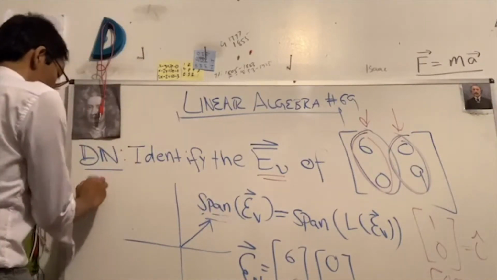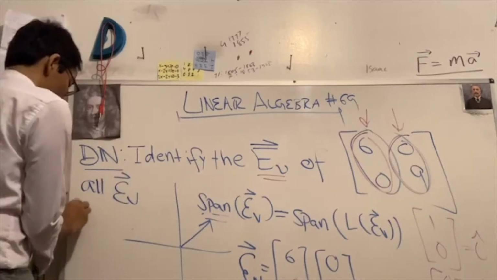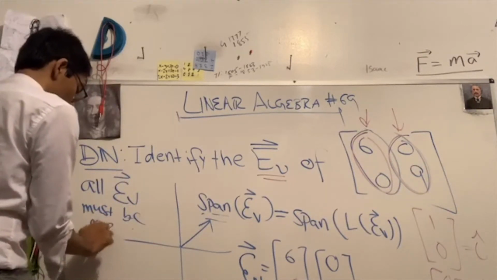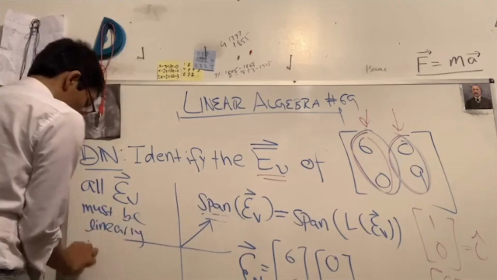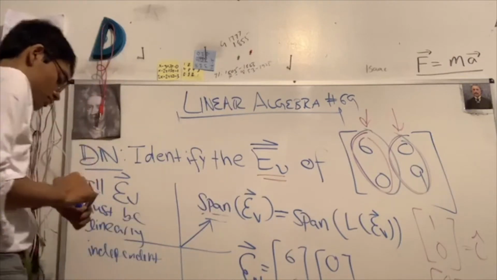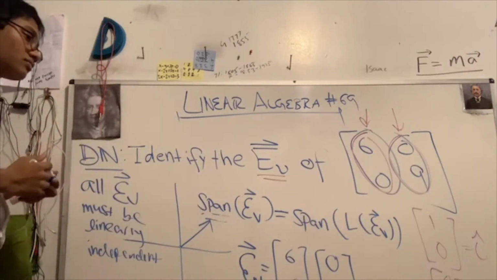All eigenvectors must be linearly independent, meaning that we have to do something with both an x and y component.